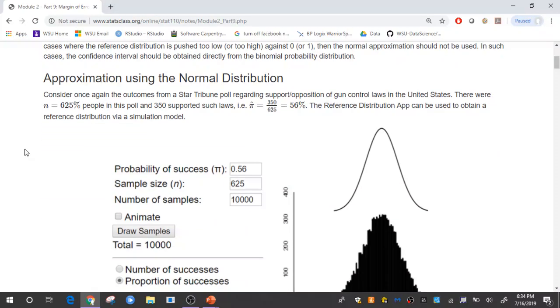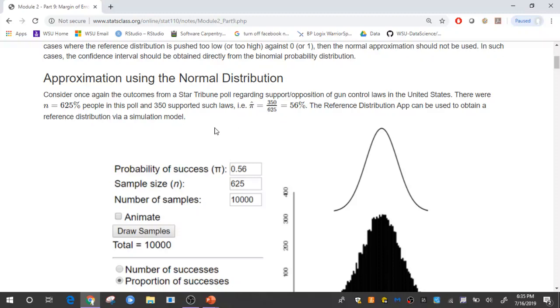Okay, so let's talk about the normal approximation. Consider again the outcomes from the Star Tribune poll regarding the support and opposition of gun control laws in the United States. We looked at this example in the previous part. There were a total of 625 people in this poll, and 350 supported such laws. So if we take 350 and divide by 625, we end up with that 56%.